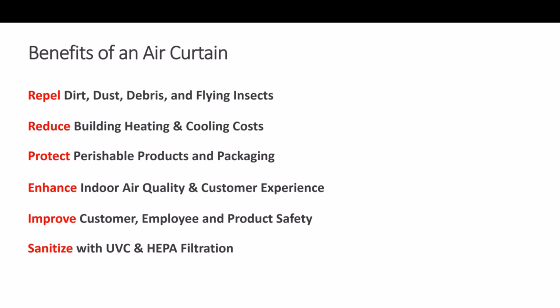We have many different technologies that come with air curtain like UVC and HEPA filtration to improve the sanitation and the air quality inside your building as well. Therefore, air curtain brings a lot of benefits to the table to provide a total environmental control and also to enhance the hygiene in your area as well.